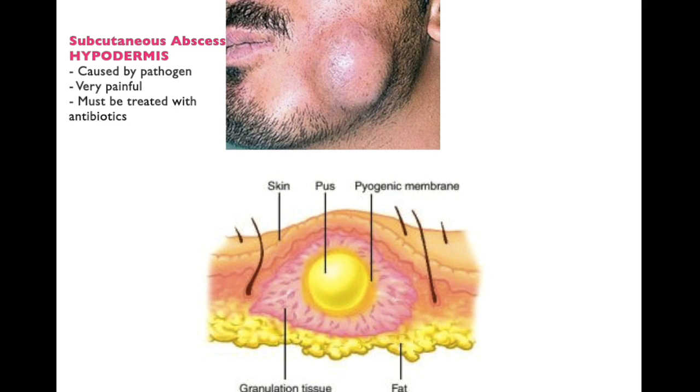And then the last skin condition that we're going to be discussing associated with the hypodermis is the subcutaneous abscess. This can be serious. Other abscesses are usually associated with the dermis. It's caused by a pathogen. It could be a bacterium, a fungus, or a parasite, and it damages the subcutaneous tissue and causes an infection. This area fills up with pus and is often very painful and must be drained and treated with antibiotics, or an infection can spread and cause more serious issues.